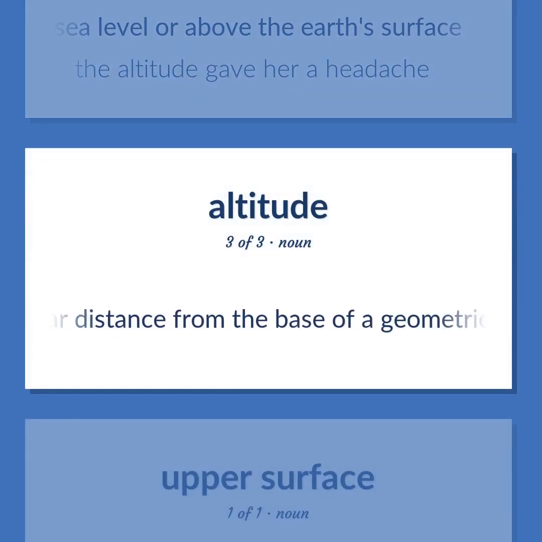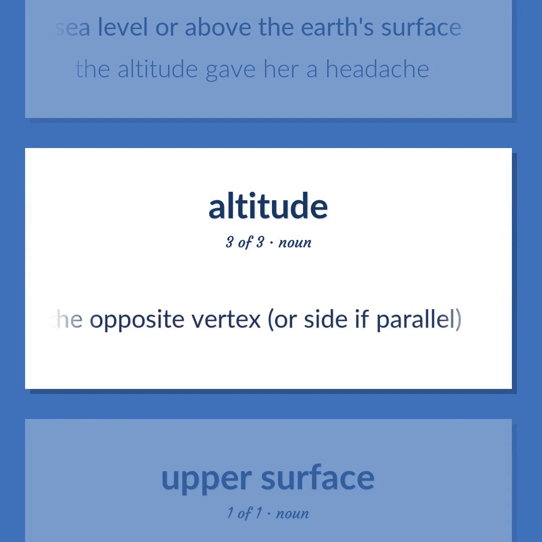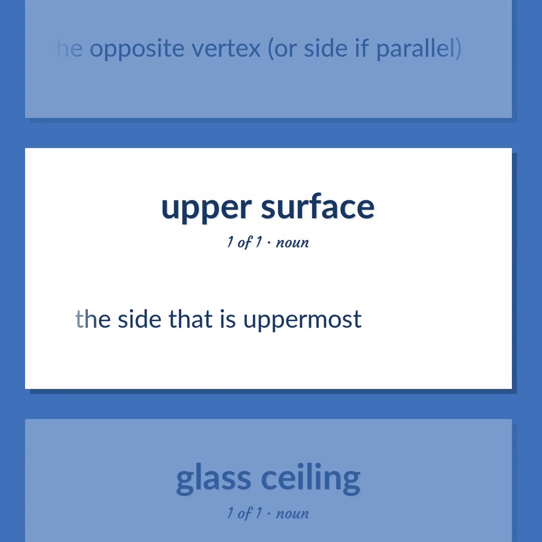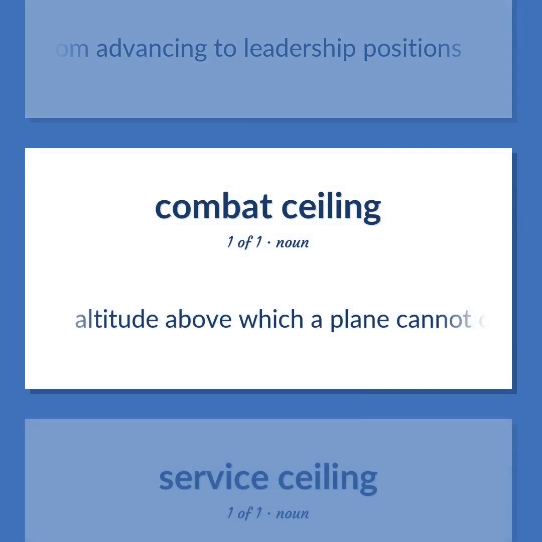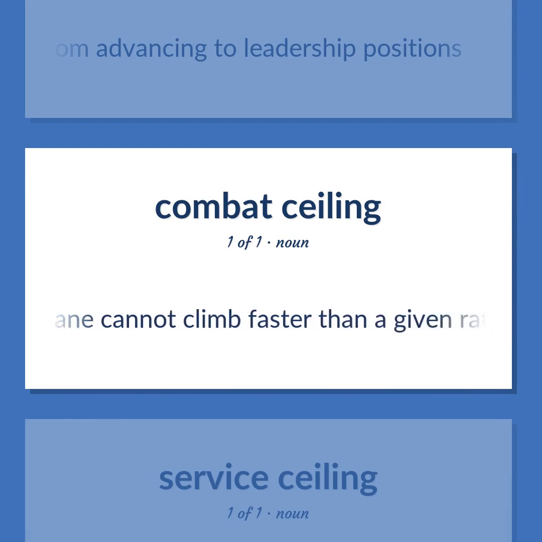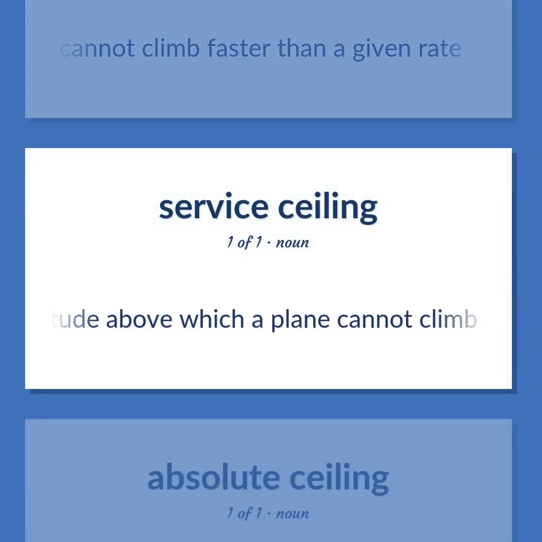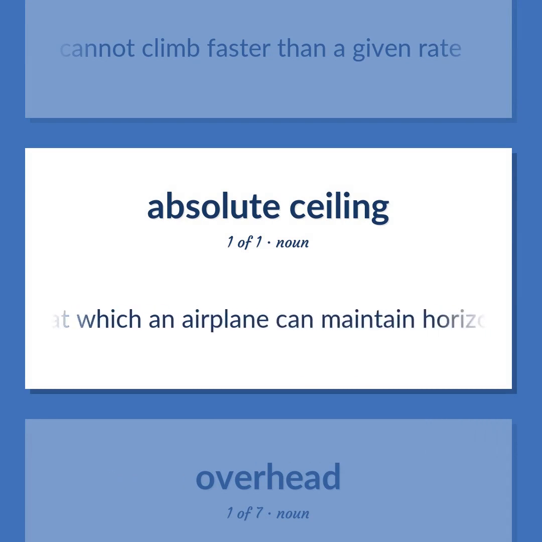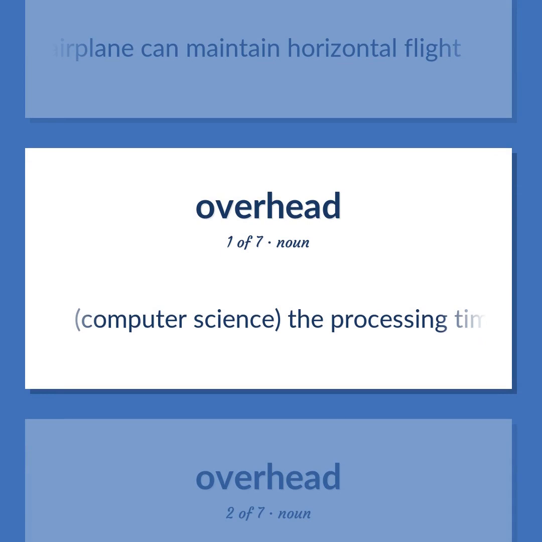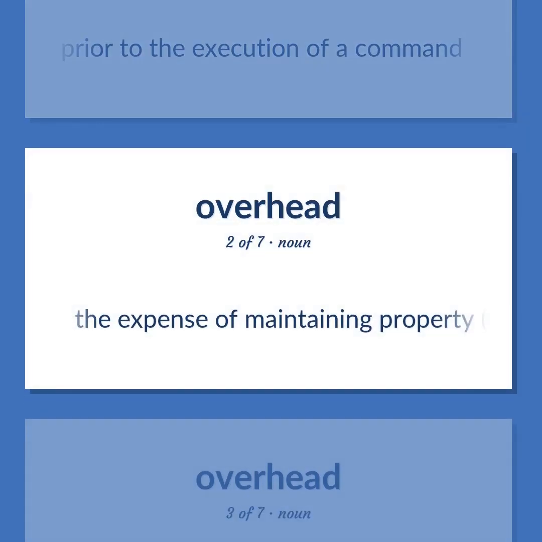The perpendicular distance from the base of a geometric figure to the opposite vertex, or side if parallel. The side that is uppermost. A ceiling based on attitudinal or organizational bias in the workforce that prevents minorities and women from advancing to leadership positions. Altitude above which a plane cannot climb faster than a given rate. The maximum altitude at which an airplane can maintain horizontal flight. Computer science. The processing time required by a device prior to the execution of a command. The expense of maintaining property, e.g., paying property taxes and utilities and insurance. It does not include depreciation or the cost of financing or income taxes.